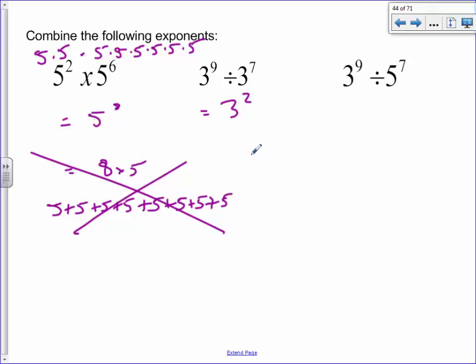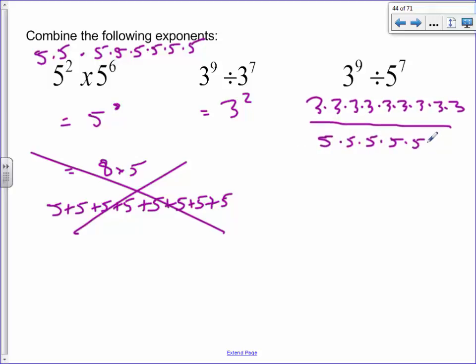So far, so good? What about this one here? Well, let's talk about what this means. This means that you have 3 written out 9 times. So bear with me while I write out all 9 of them. Probably should have chosen a smarter example. Then this means you have 5 written out 7 times. 1, 2, 3, 4, 5, 6, 7. Does anything cancel? You have a whole schwackload of 3s on top. You have a few less of the 5s on the bottom. But does anything actually have the ability to straight up cancel? No.